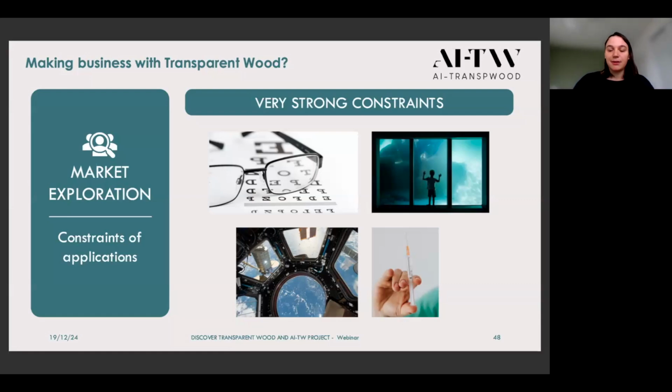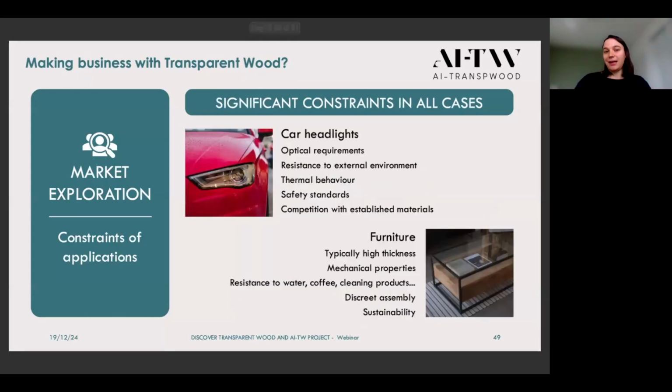In aerospace applications, lives are at risk, and we cannot afford to have material degradation due to the exposure to UV in space. And for medical applications, we need to ensure biocompatibility and go through extensive testing and certification. But even for applications that can seem less demanding at first, there are key constraints to consider. For example, we can look at car headlights and furniture.